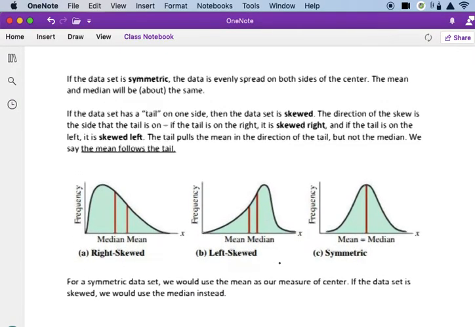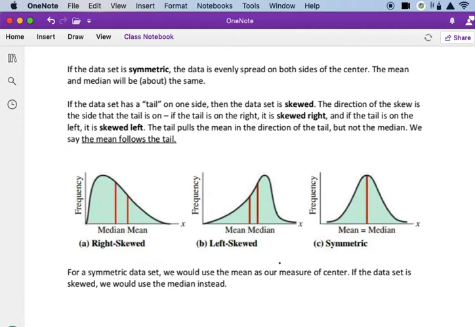Thinking about how the mean and median compare to each other, if we have a symmetric data set, so the data is evenly spread on both sides of the center, then the mean and median will be about the same. So that's going to look like this choice C over here. They may not be exactly the same, but they should be about the same.